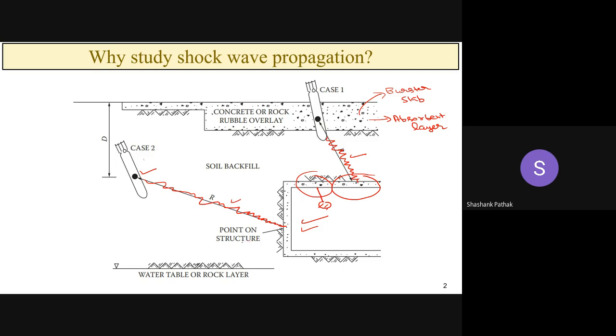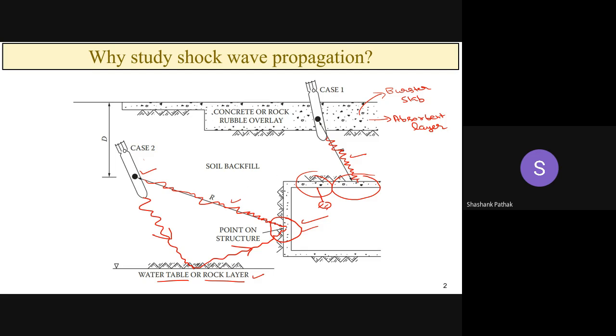Also, suppose one wave is propagating like this and it is hitting the water table or say a rock layer, there will be some kind of reflection also, right? These reflections again will lead to some kind of damage to the structure. So we have to also understand the direct propagation of the waves as well as the reflected propagation of the waves. There will be some shock waves which are reflected from the deeper layer. They will also reach the structure. So it is a very complex phenomenon.